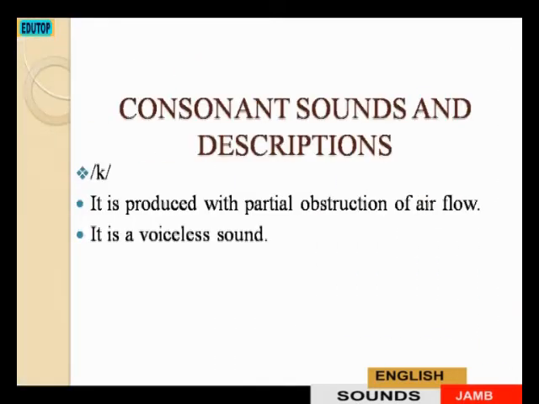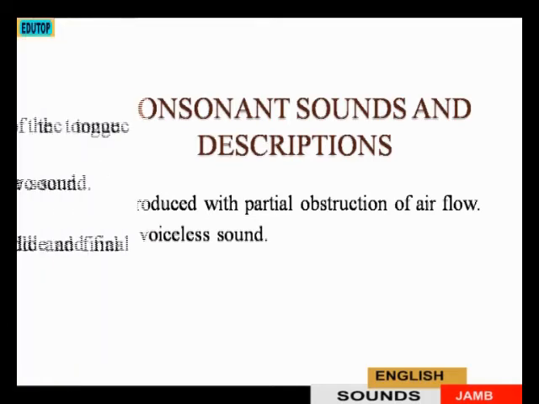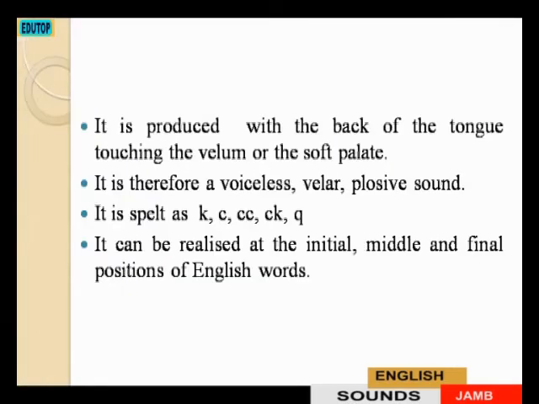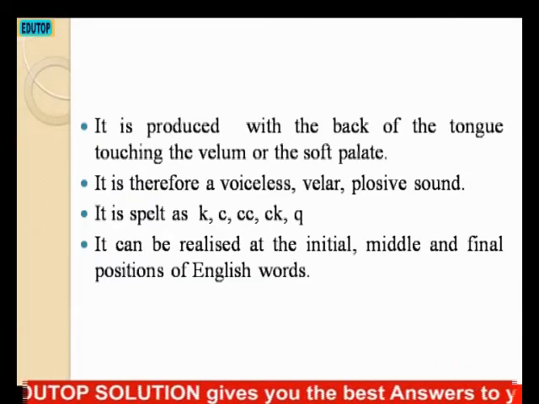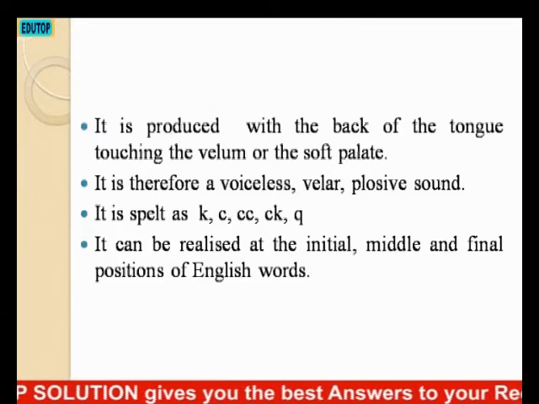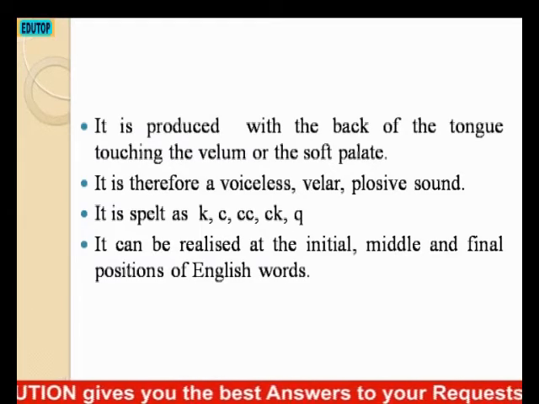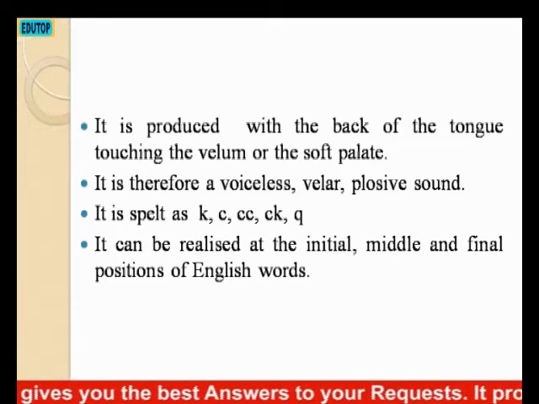Another pair, we have K and G. We are picking K first. The sound is produced with partial obstruction of air in the oral cavity, and then it is a voiceless sound because it is produced with partial obstruction of air. It is produced at the back of the tongue, close to the velum and the soft palate. It is therefore a voiceless, velar, plosive sound.